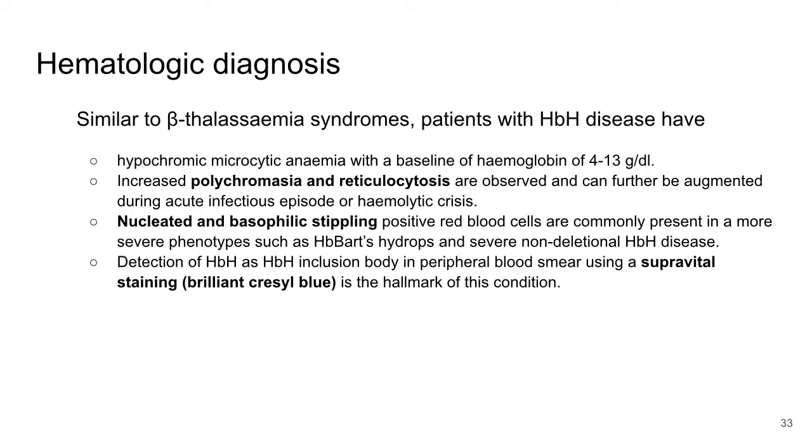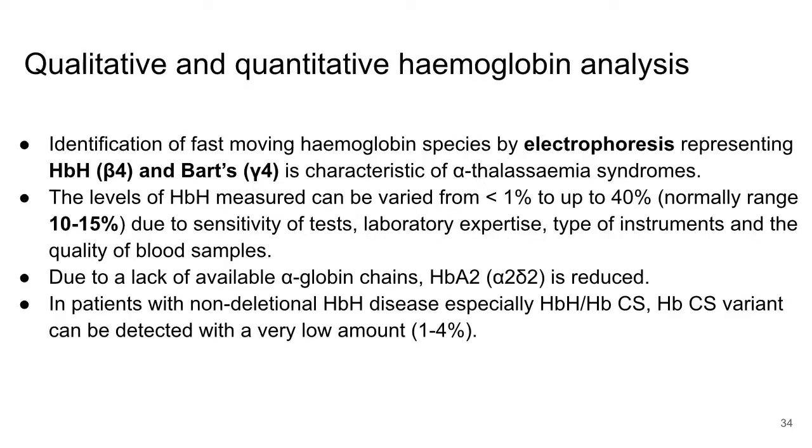Detection of hemoglobin H, seen as hemoglobin H inclusion bodies in a peripheral smear using a supravital staining, is the hallmark of this condition. Electrophoresis analysis representing hemoglobin H, beta 4, and hemoglobin Barts, gamma 4, is characteristic of alpha thalassemia syndrome. The level of hemoglobin H measured can vary from less than 1% to up to 40%.